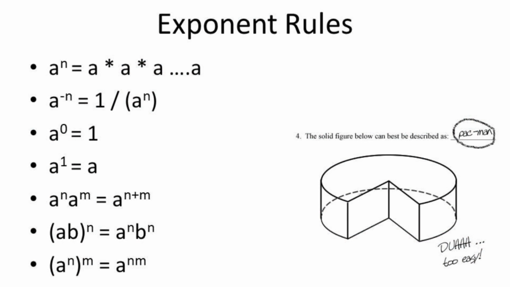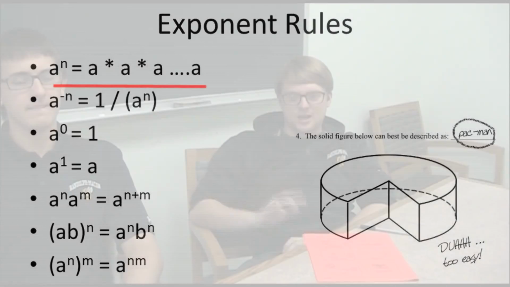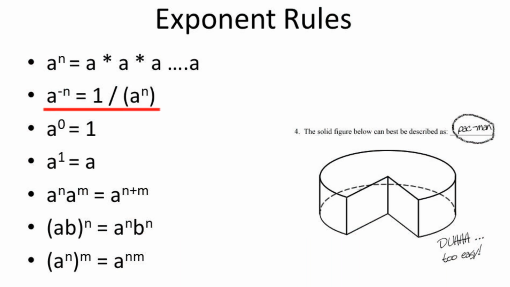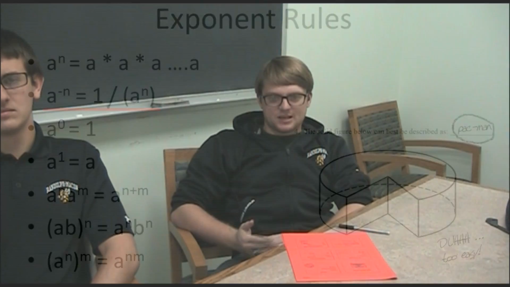The first set of exponent rules is the definition at the top. A to the n, so any number to the higher power of another number, is simply a times a times a as many times as you have the higher number. And then the first example of the rule is a to the negative n equals 1 over a to the n. So it's just the inverse.